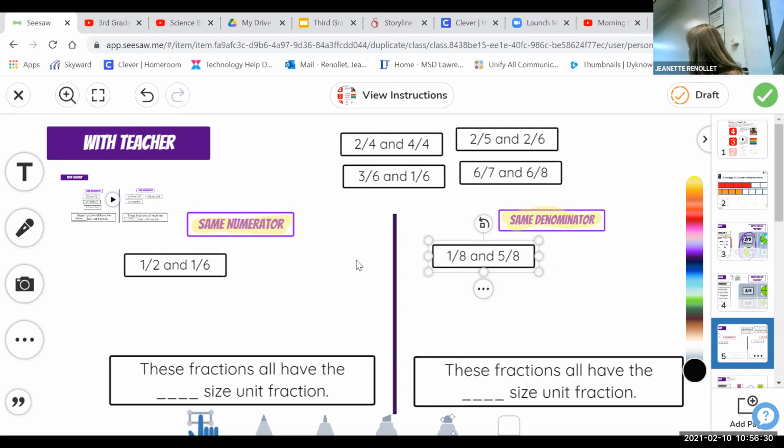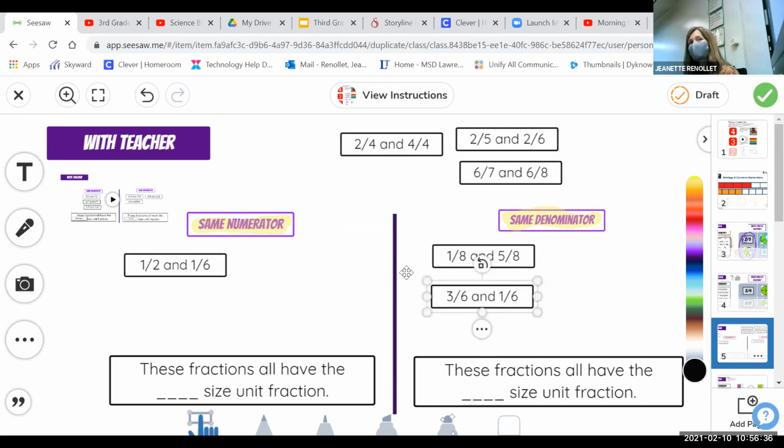Nick. 3/6 and 1/6. Does it go numerator or denominator? Which one's the same? Awesome. Numerator. Good use of vocabulary and reading them correctly.